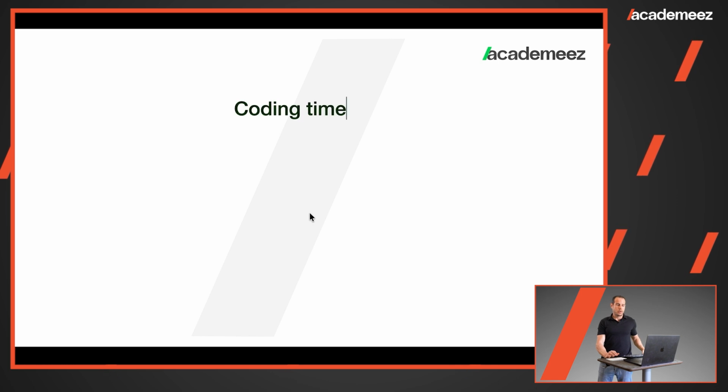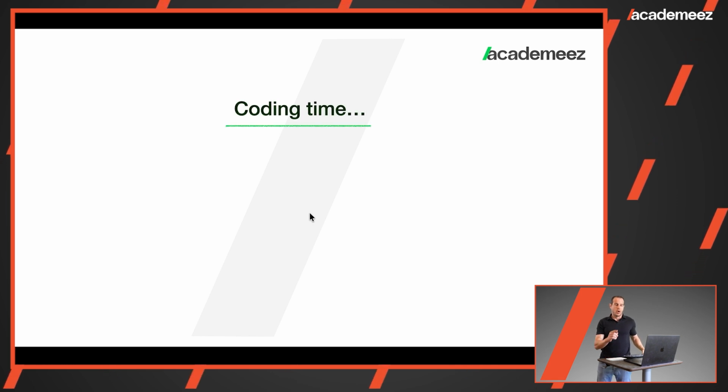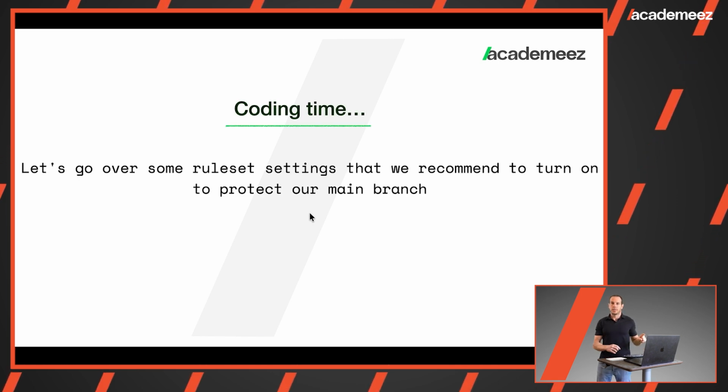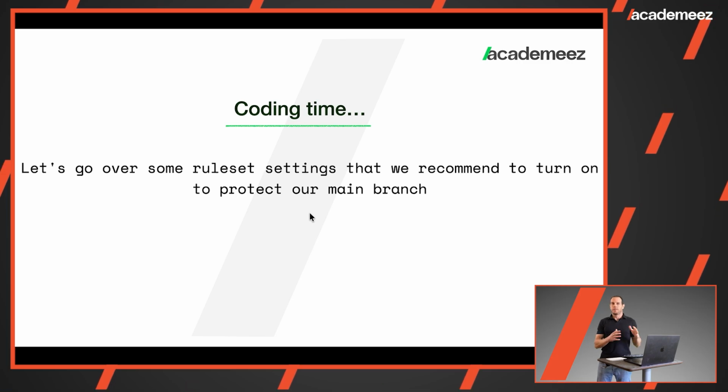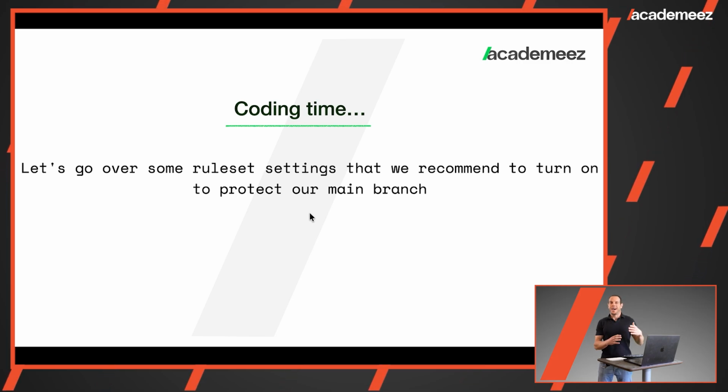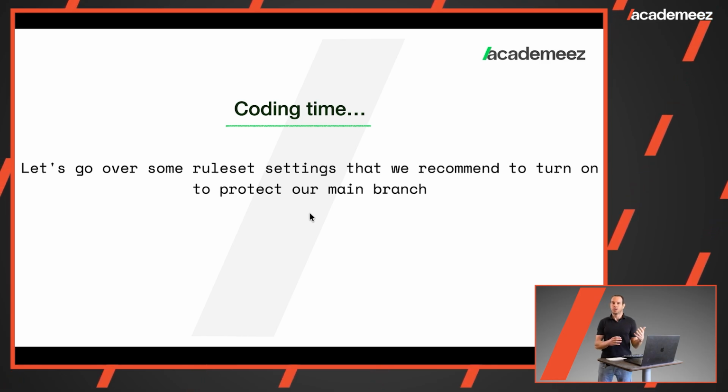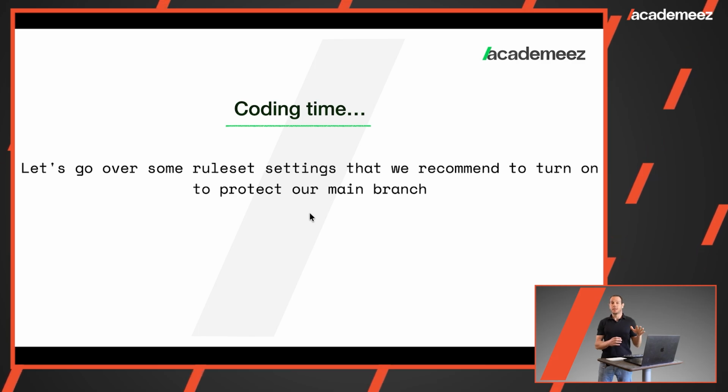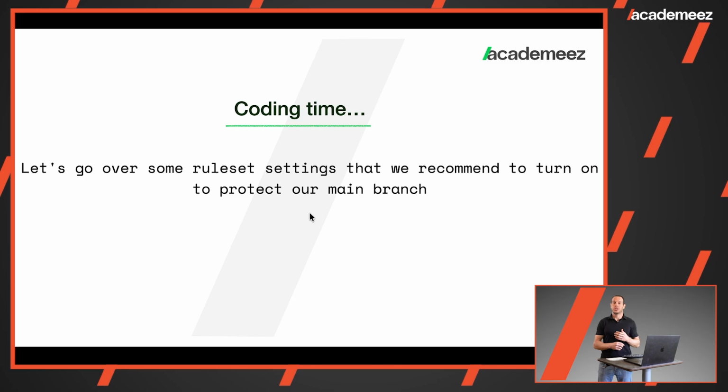So what we're going to do is a bit of coding time. We're going to go over the rule set settings. I want to go over a few of the options we have there, so you'll be familiar with some of the options that add reliability. That's important to understand to protect your special branches. So we'll go over those rule sets, what you need to be familiar with, and what you need to activate to add reliability and protect your special branches.